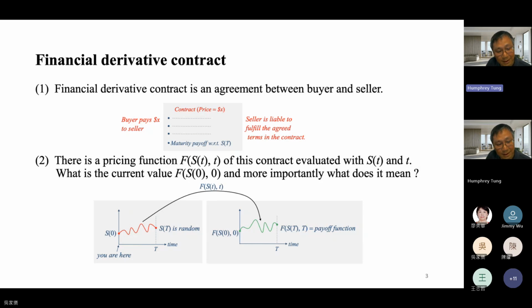So if the underlying asset undergoes the red path, then the green one will be the formula. And in particular, at maturity, when the underlying is S at big T, you plug in the maturity time and the underlying asset price at maturity, and then this is exactly the payoff.